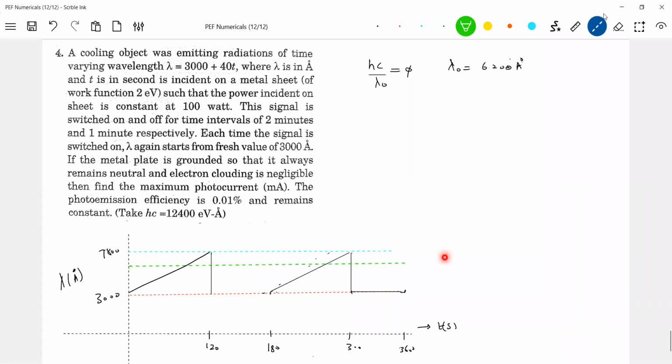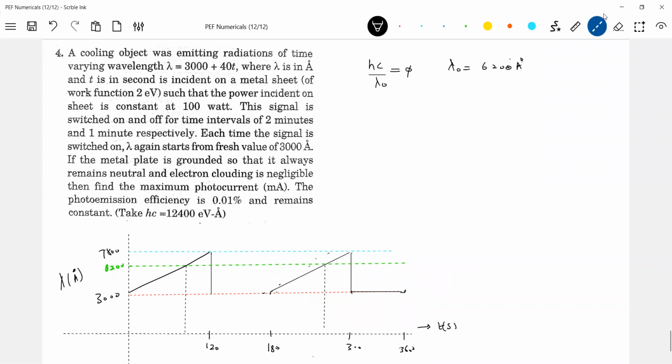Okay, fine. So this is the 6200. When the wavelength of incident radiation becomes greater than 6200, there is no photoelectric effect. Shall I use the words "no photoelectric effect"? And when will there be photoelectric effect? When the wavelength is less than that. And what is the permitted wavelength? 3000. So where will the photoelectric effect occur? It will occur only in this region.